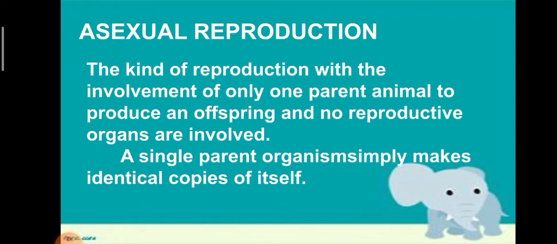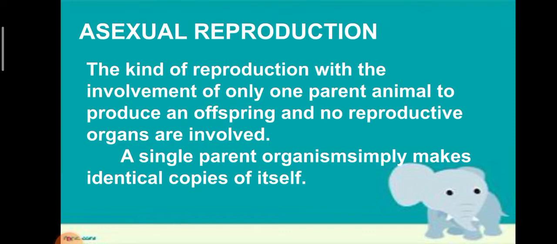And then we have the asexual reproduction. So kung kanina meron tayong sexual reproduction that needs two parent animals, male and female, to reproduce, ang asexual reproduction ay iba. This is the kind of reproduction with the involvement of only one parent animal to produce an offspring and no reproductive organs are involved.